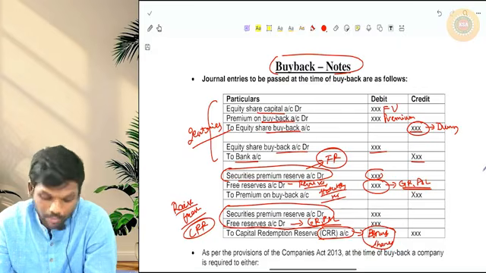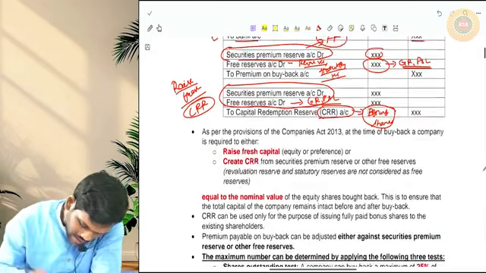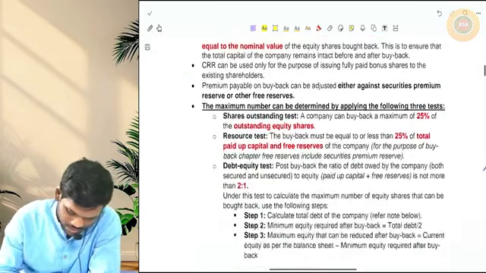Okay, so these are the journal entries that you have to be strong in, which will be passed at the time of buyback. And there are some other journal entries which you should also be knowing.